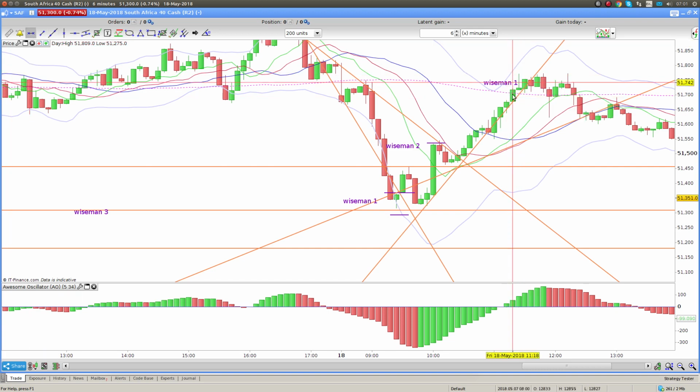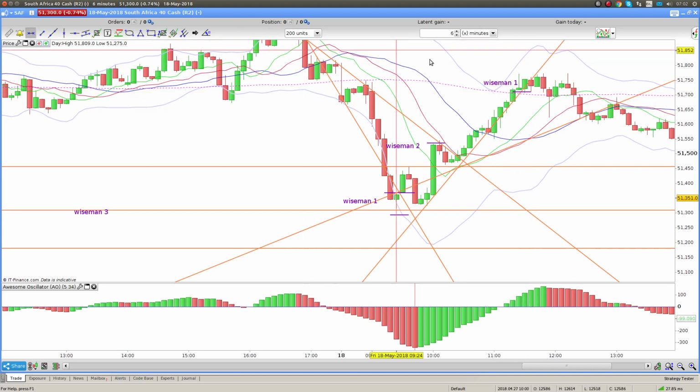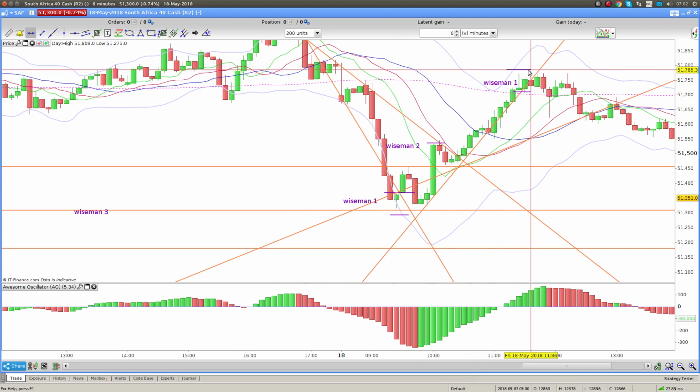Your entry is below, a break below there. Okay, now again, stop loss. And notice how I am giving myself a little bit of wiggle room above this high, because you can see how price likes to come and test this area.